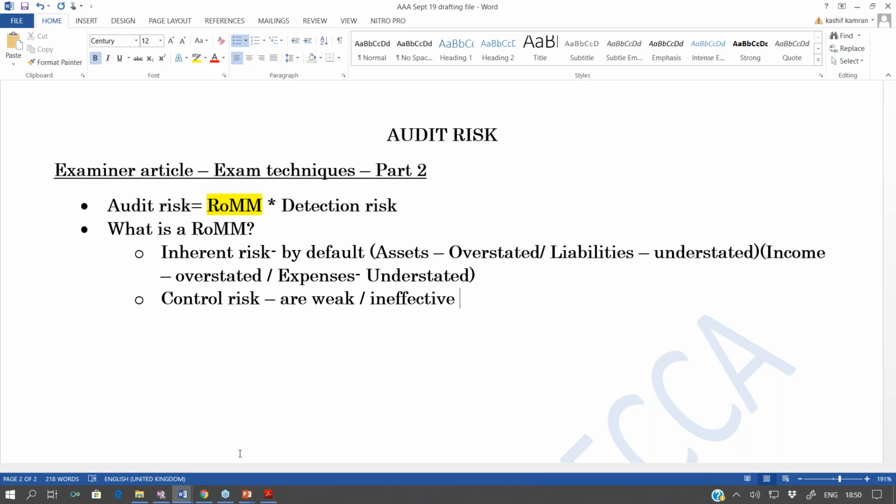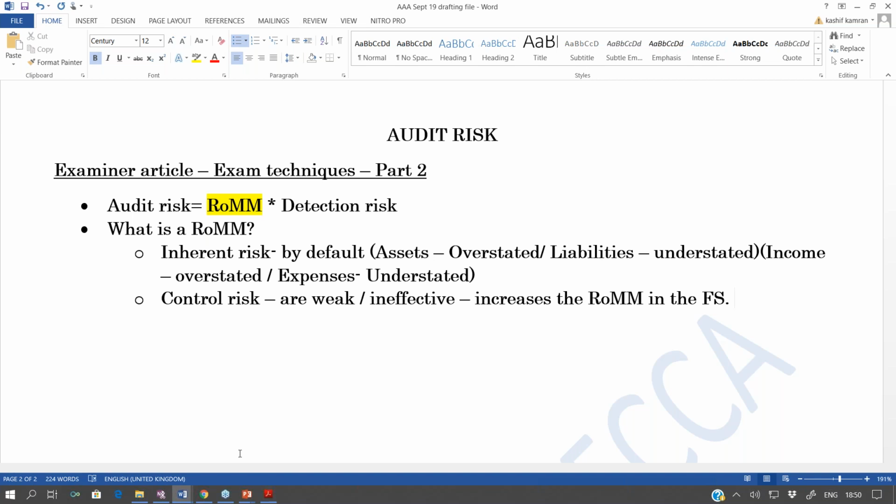So control is yet another element, right, of a risk of material misstatement, because if in an exam paper the controls are weak, or the controls are ineffective, then that increases the risk of material misstatement in the financial statements. So when you are attempting a question on audit risk, first of all, you should know what exactly is a risk of material misstatement. These are inherent risks. These are control risks.